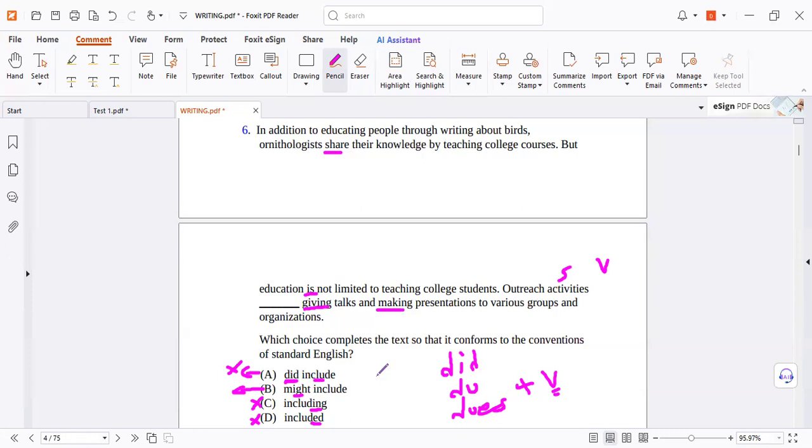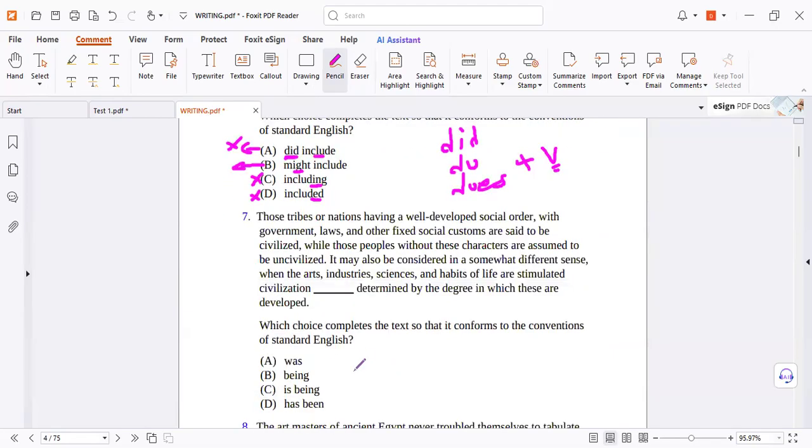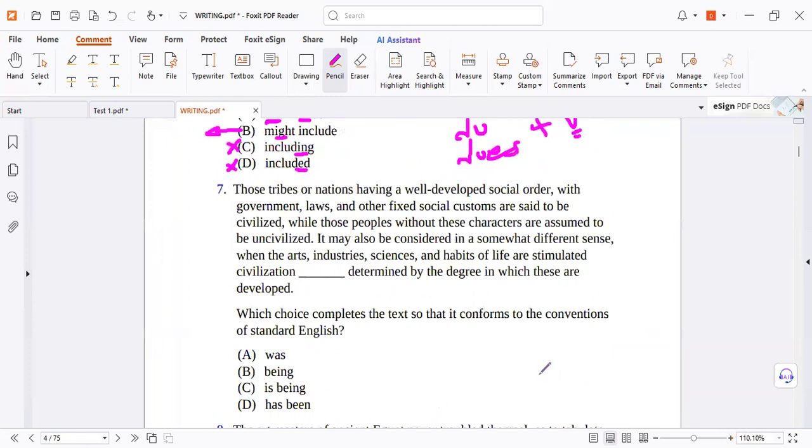Sometimes they have something called shifts in tenses. In the previous sentence in present, perhaps the writer jumped to past, but he is still explaining facts or the activities or the previous content. So it's still in the same tense. So it is present here for might include. That's why. Why not try 7? Okay, number 7.